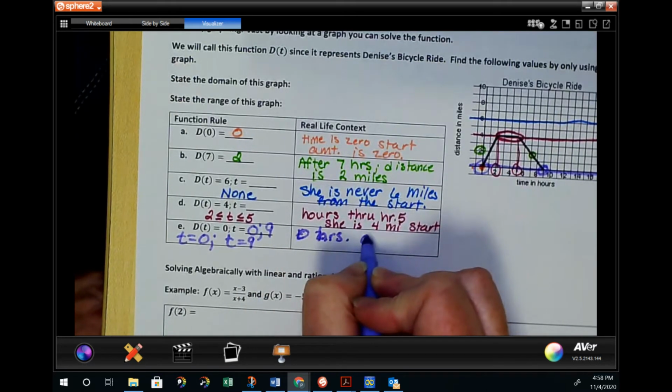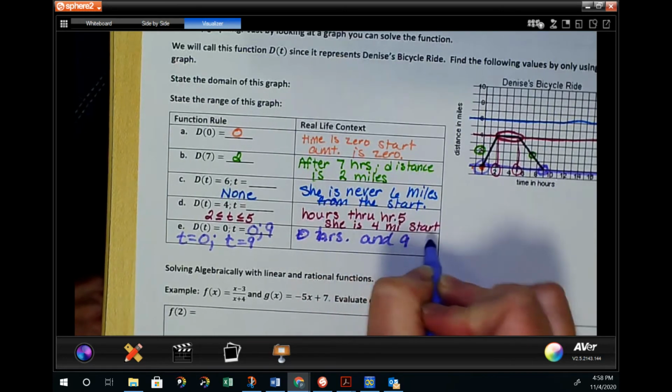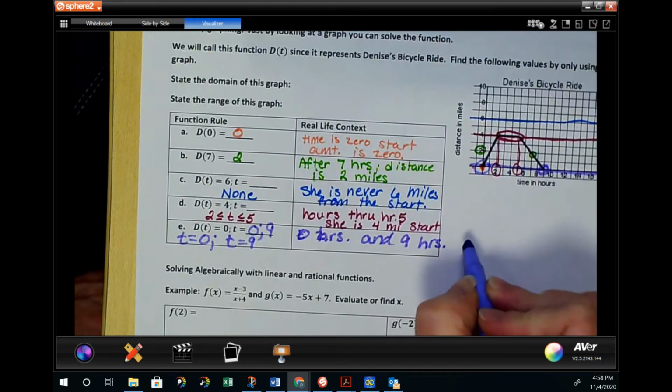So again, it's at 0 hours, and again at 9 hours, she is 0 hours from the start.